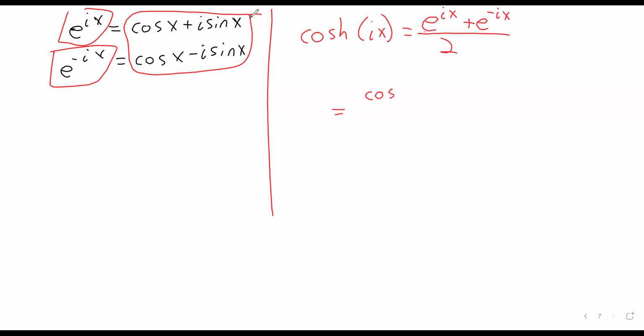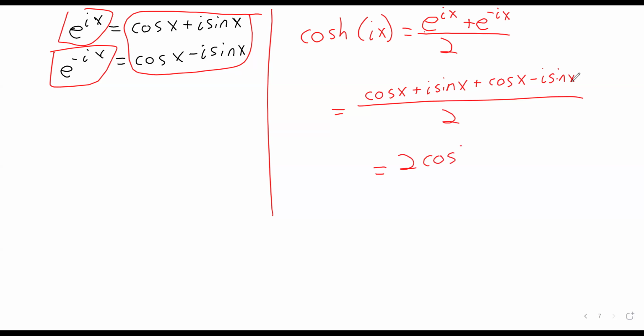So this is the cosine of x plus i times the sine of x plus the cosine of x minus i times the sine of x, all divided by 2. The signs cancel. We have a negative and a positive. Again, seems to be my day for just writing stuff at random. That's the cosine of x.